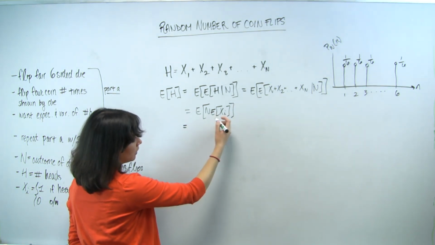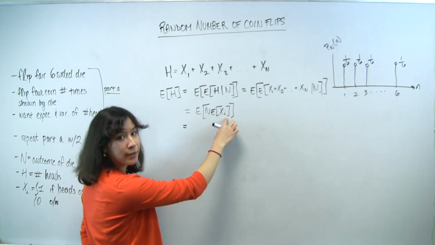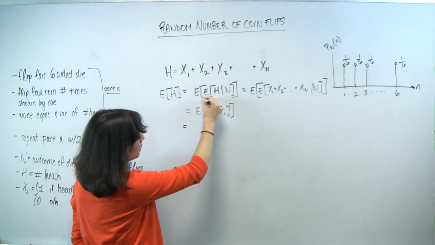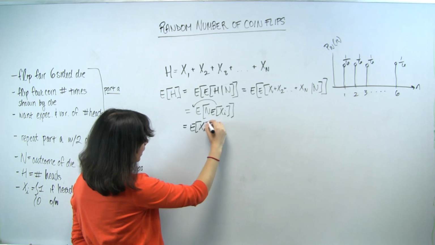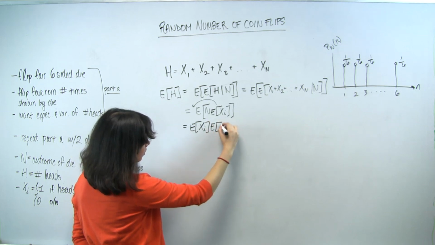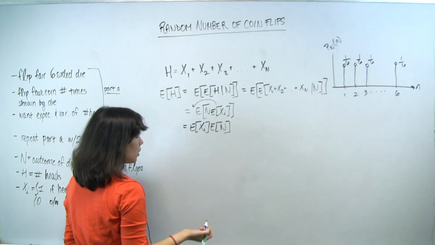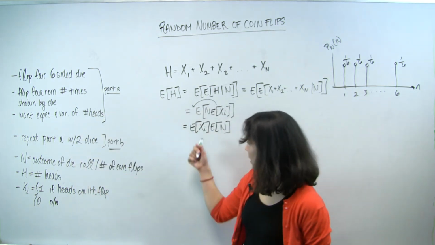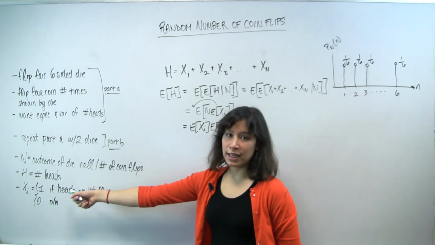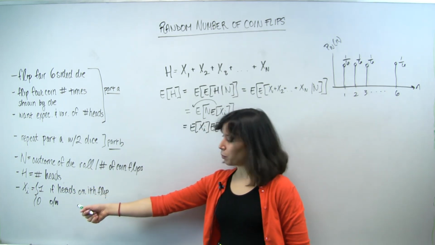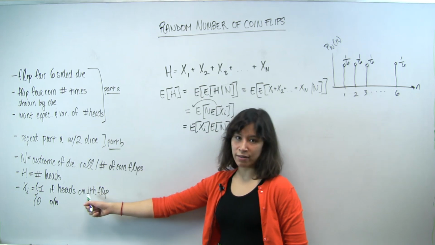So now the expectation of x sub i, this is just a number, right? It's just some constant, so you can pull it out of the expectation. So you get the expectation of x sub i times the expectation of n. So I sort of gave away the answer to this a second ago, but x sub i is just a Bernoulli random variable with parameter of success of 1/2.